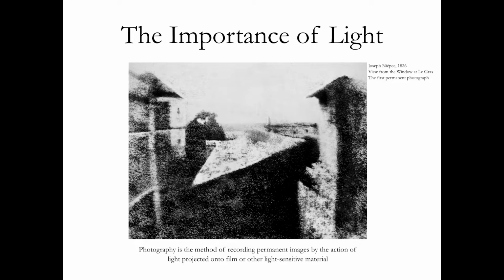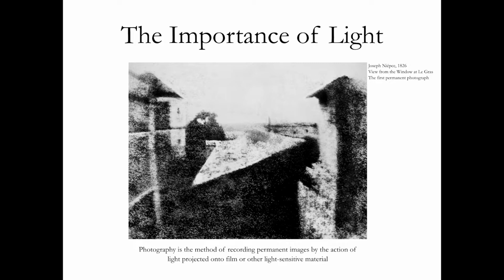The importance of light. In photography, light is everything. Photography is literally the method of recording permanent images by the action of light, projected onto film or other light-sensitive material like a digital sensor. So light is literally the raw material or medium of photography that is observed, harnessed, manipulated, or captured by the photographer. Always remember that light is what you are capturing and is affecting every exposure you are able to make. This is essential to understanding using your camera.